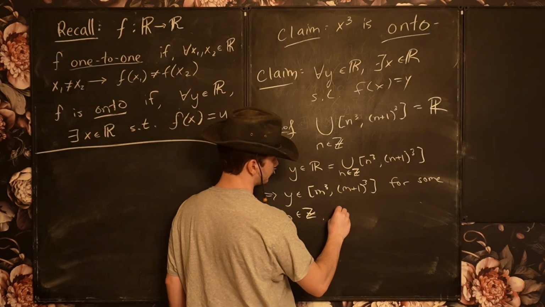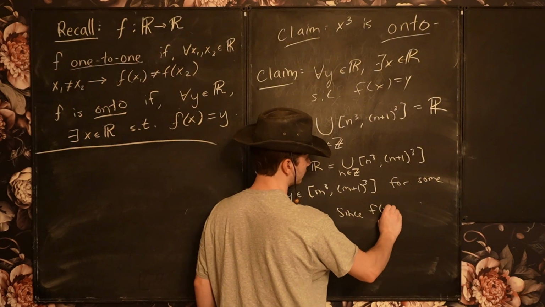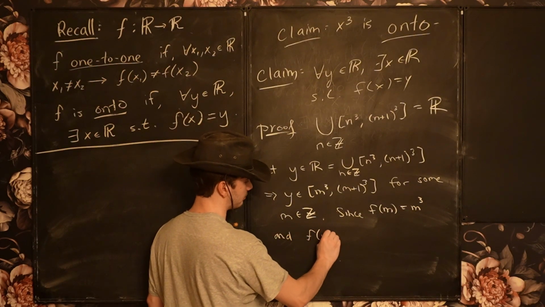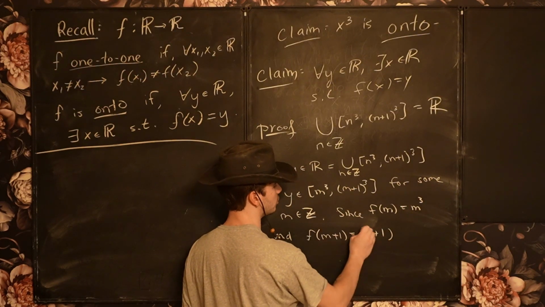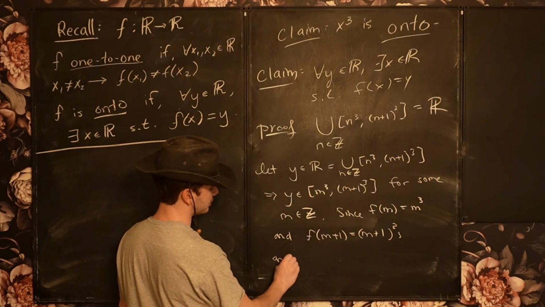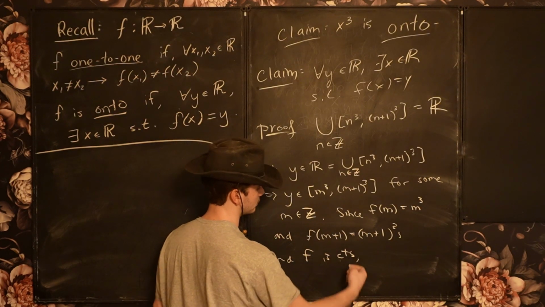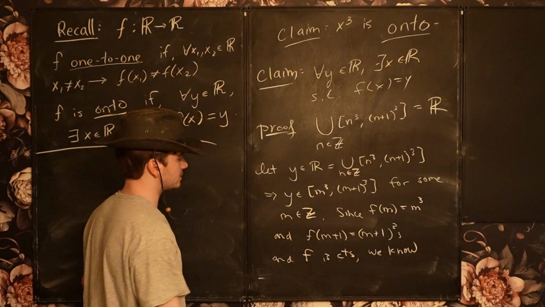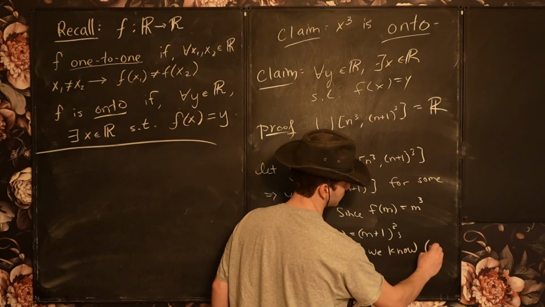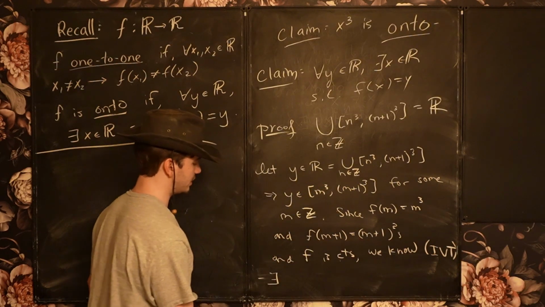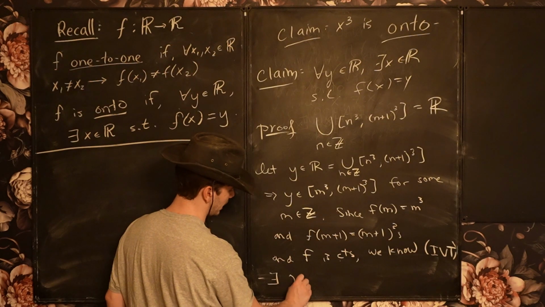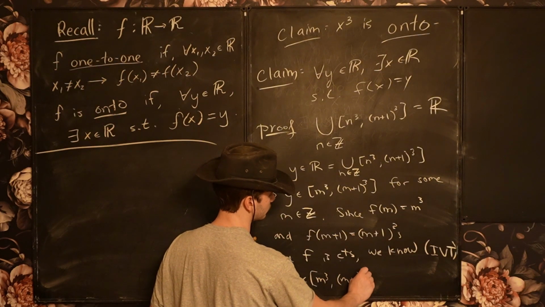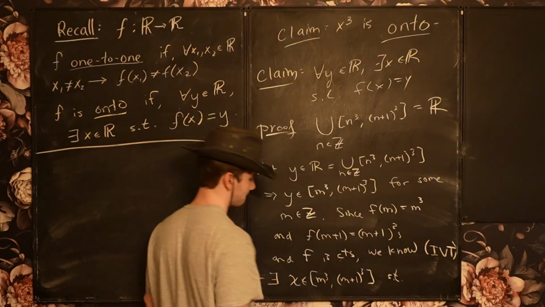But since f of m equals m cubed and f of m plus 1 equals m plus 1 cubed, and f is continuous, we know, by the intermediate value theorem in calculus, that there exists a value x within the interval m cubed to m plus 1 cubed such that f of x equals y.